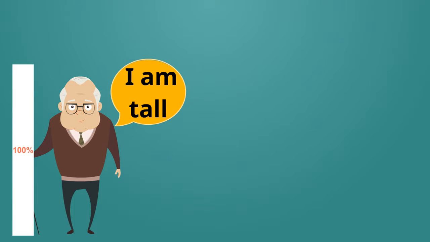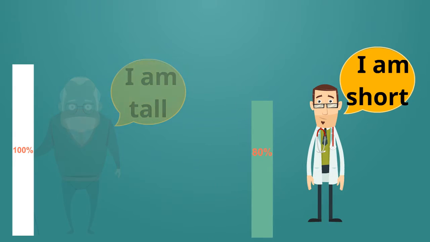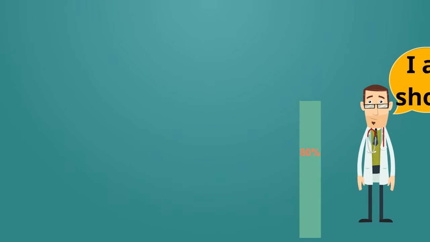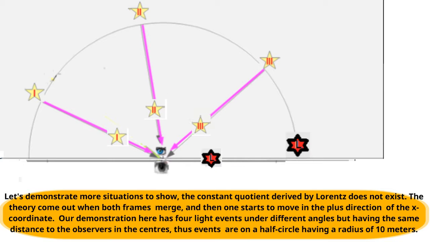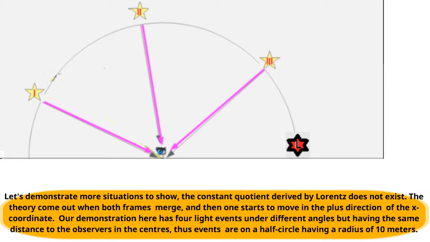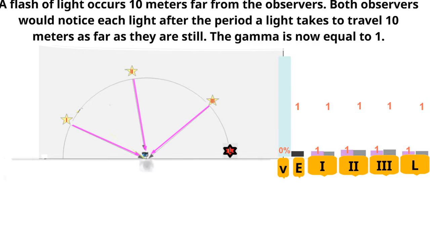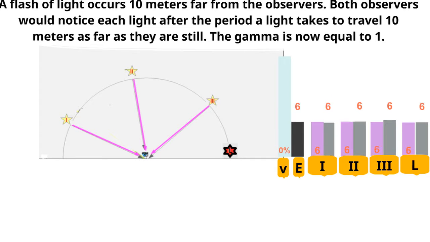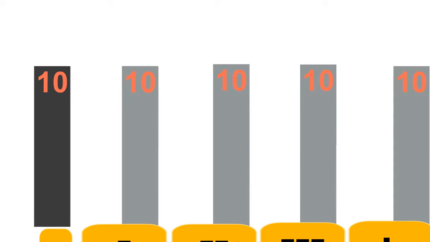Let's demonstrate more situations to show the constant quotient derived by Lorentz does not exist. The theory comes out when both frames merge, and then one starts to move in the plus direction of the x-axis. Our demonstration here has 4 light events under different angles but having the same distance to the observers in the centers, thus events are on a half circle having a radius of 10 meters. A flash of light occurs 10 meters far from the observers. Both observers would notice each light after the period a light takes to travel 10 meters as far as they are still. The gamma now is equal to 1.